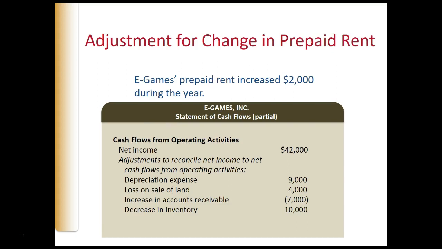eGames' prepaid rent increased $2,000 during the year. The company paid $2,000 cash for an asset for which there's no corresponding expense. So in other words, the cash outflow for prepaid rent made cash decrease by $2,000, but net income wasn't affected at all because it wasn't an expense, it was an asset. So to adjust for cash being lower by $2,000, we're going to subtract the increase in prepaid rent from net income, as shown here.